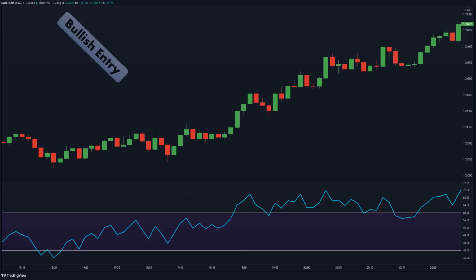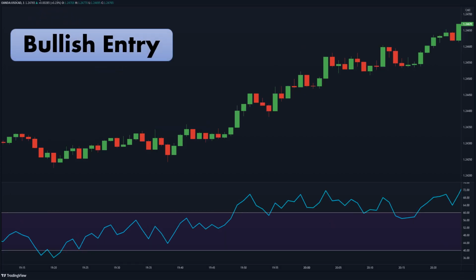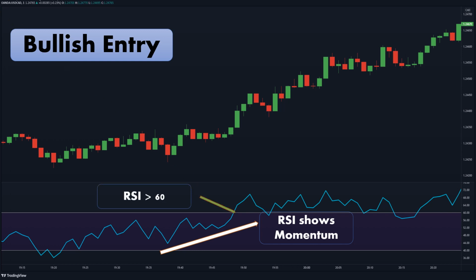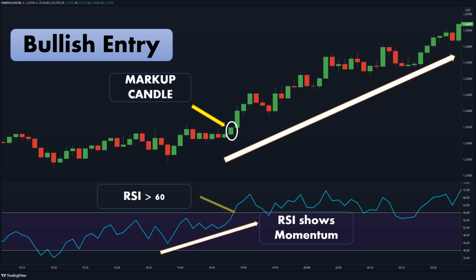Now let us go through an example on the USD CAD chart. You can now see that the RSI is drifting upwards by showing the momentum. As soon as the 60 RSI levels was crossed, the price showed a huge rally. So if you would have entered above the high of the markup candle, you would have been rewarded almost 8 times of the entry price.